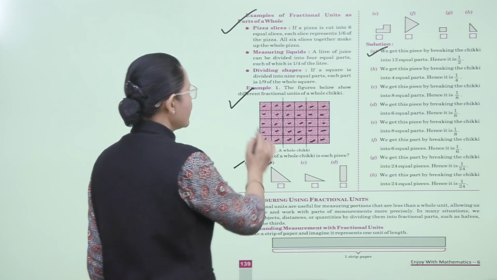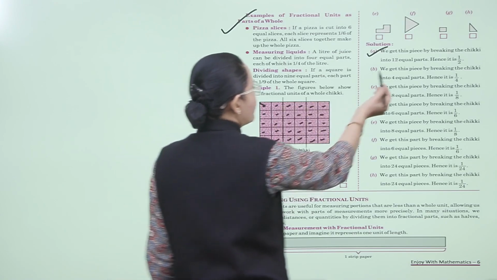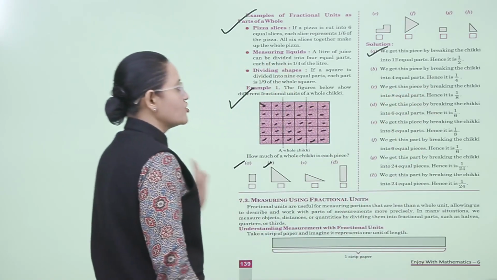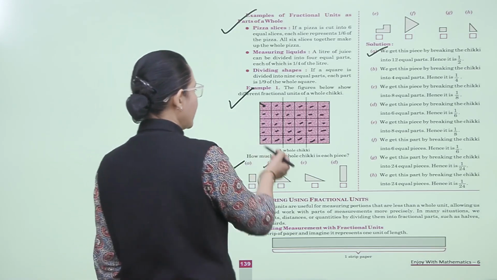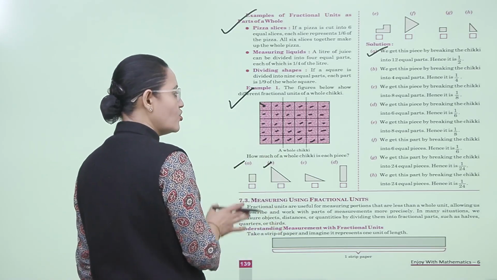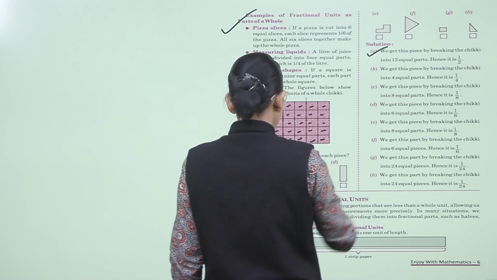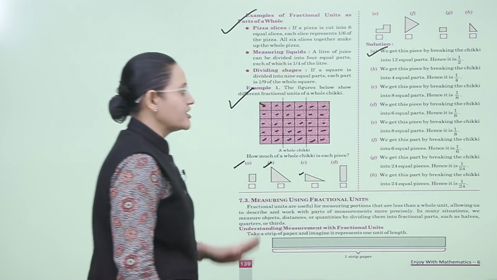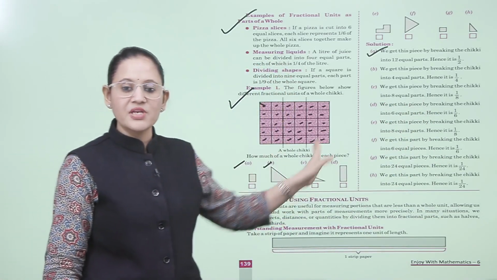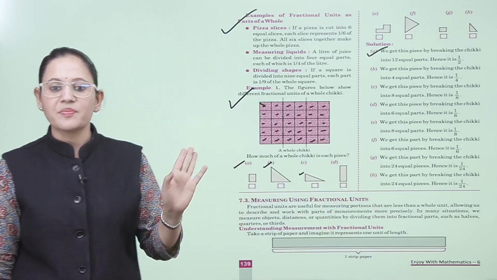Next, this kind of piece. We get this piece by breaking the chicky into 4 equal parts, hence 1/4. Clear? For that we have to divide the chicky into 4 equal parts like this. Now next, this piece. We get the piece by breaking the chicky into 8 equal parts. So each will represent 1/8.